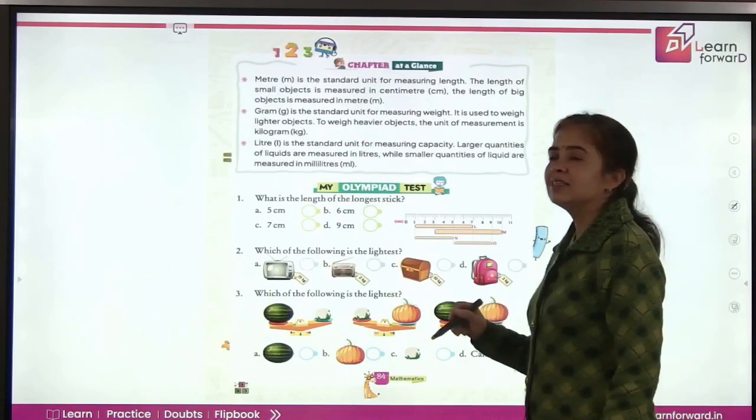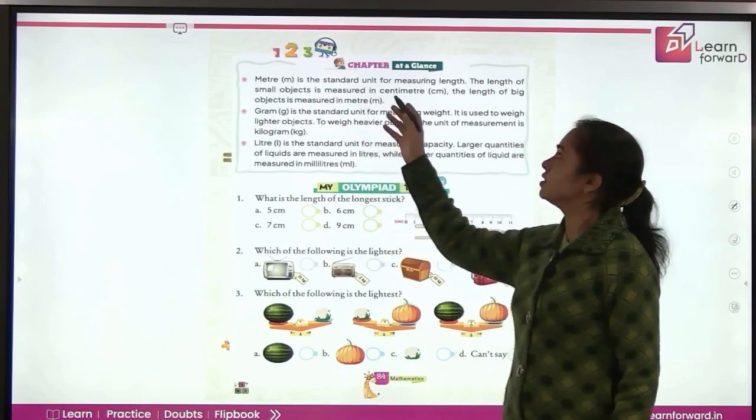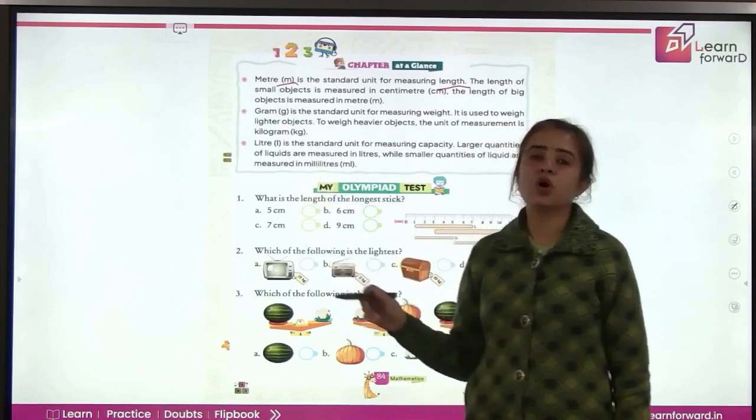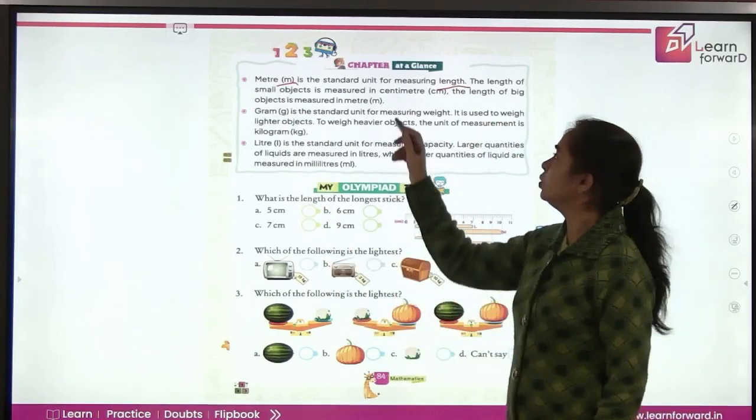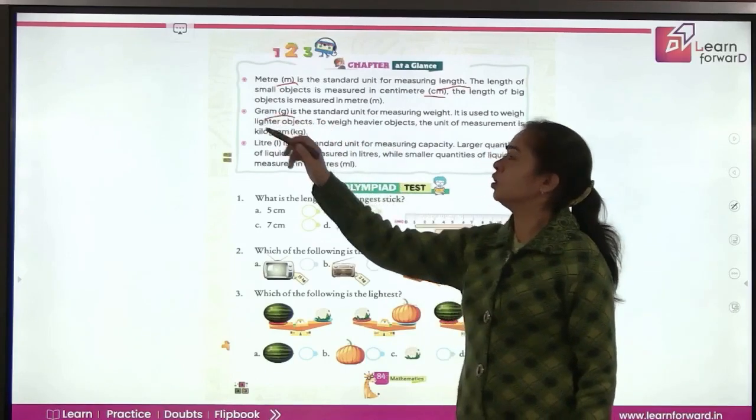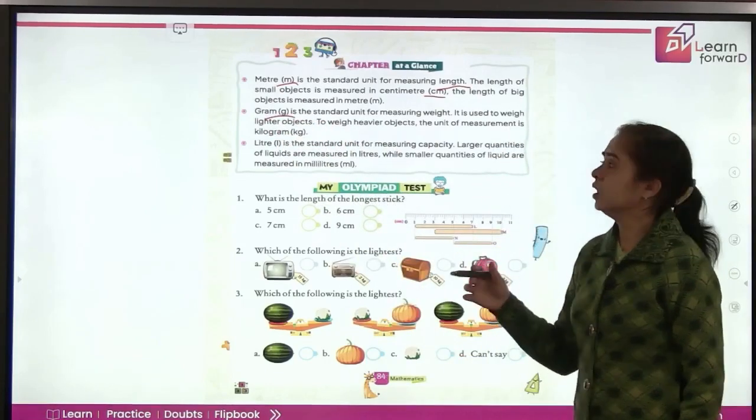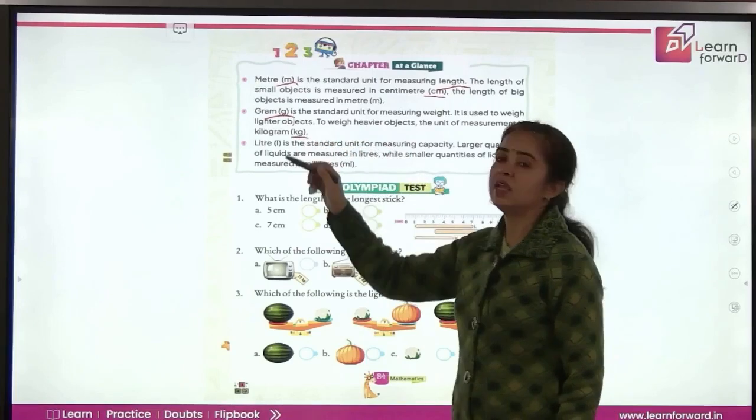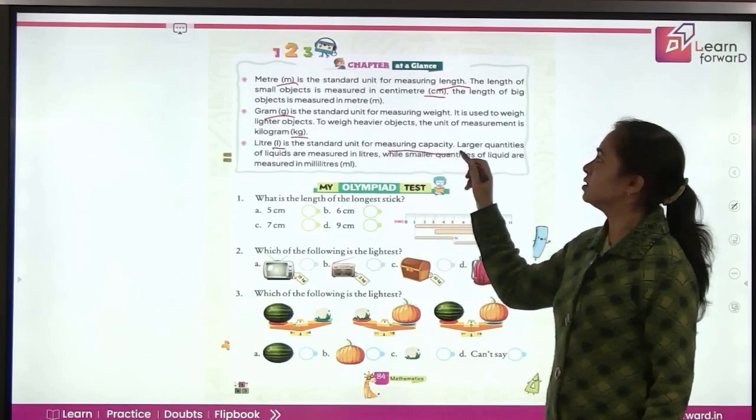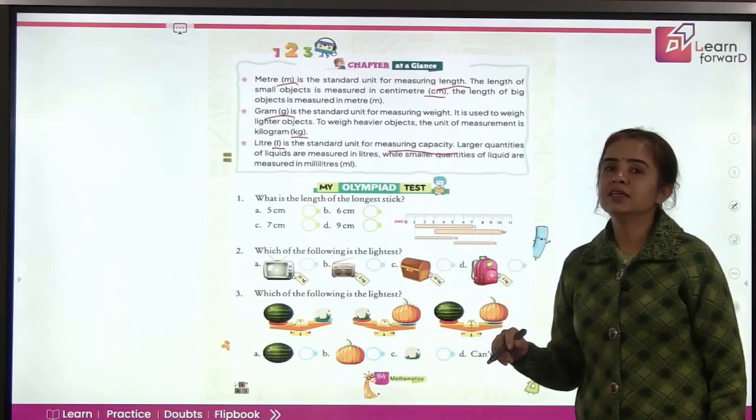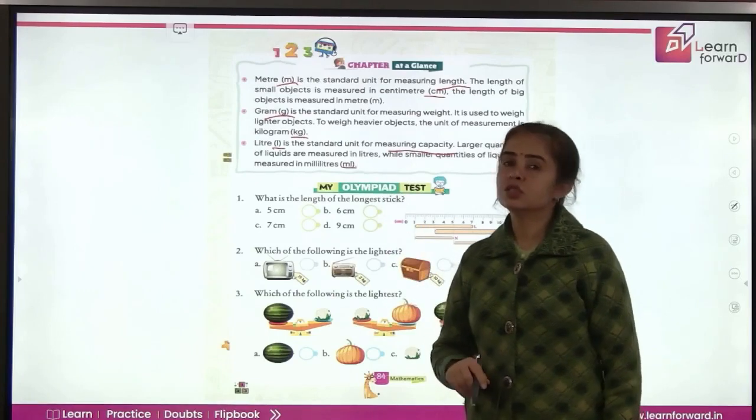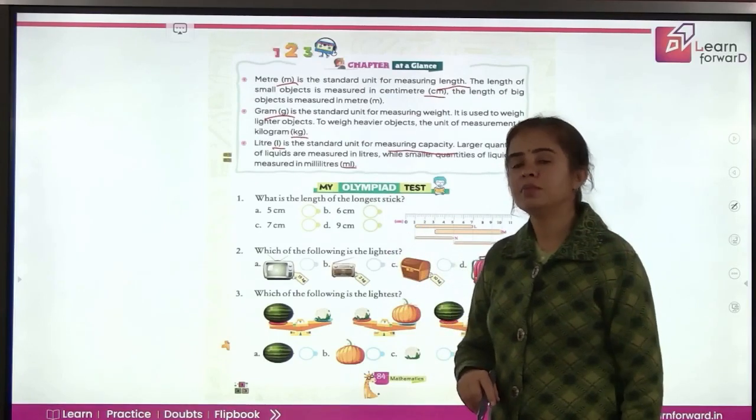Chapter at a glance, a quick summary. Meter is the standard unit of measuring length, and the small lengths, the small objects are measured using centimeters, right? Gram is the standard unit of measuring weight, and kilogram kg is used for weighing heavier objects. Now, liter L is the standard unit of measuring capacity, and milliliter is used for smaller quantities. So, these are the three things that we learn in measurement.